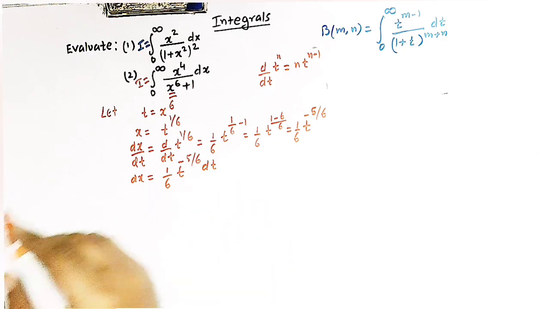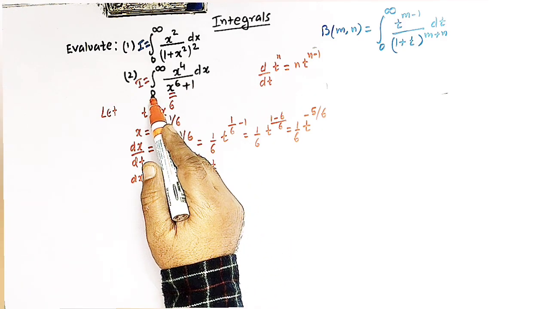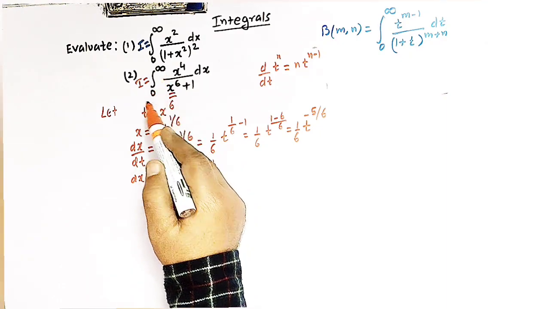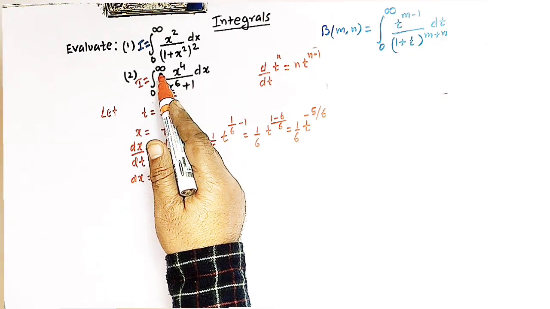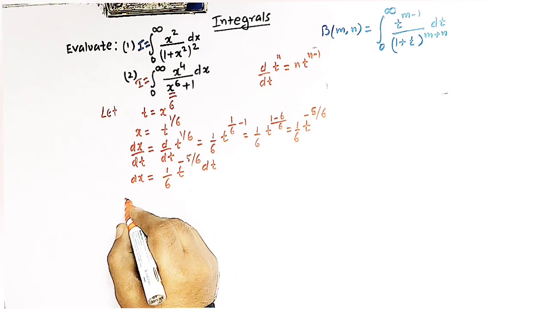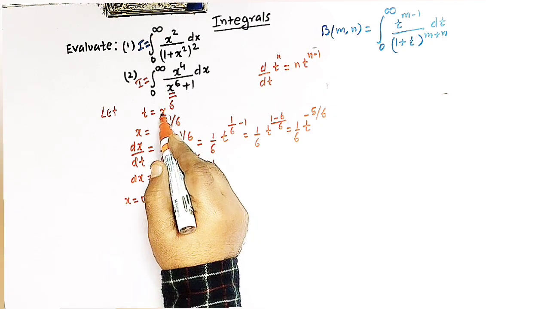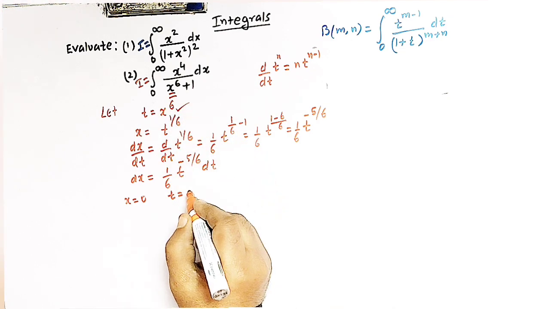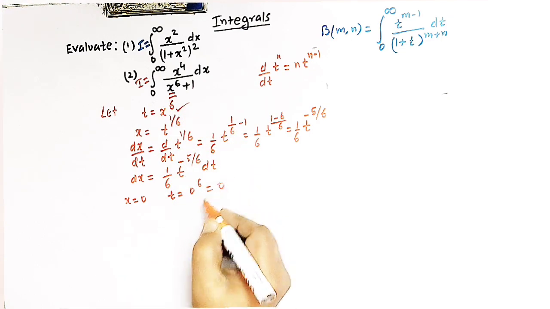Okay, so now let us change the limits accordingly. Here x varies from 0 to infinity. The lower limit is 0, the upper limit is infinity. So when x is equal to 0, then the value of t is given by this relation, that is 0 raised to 6, that is 0.